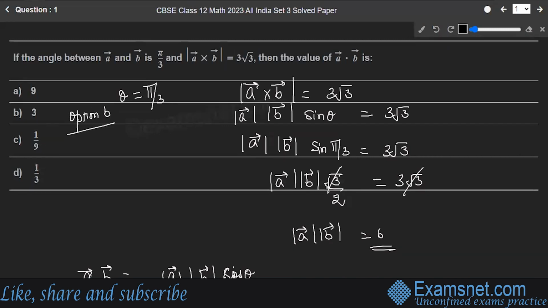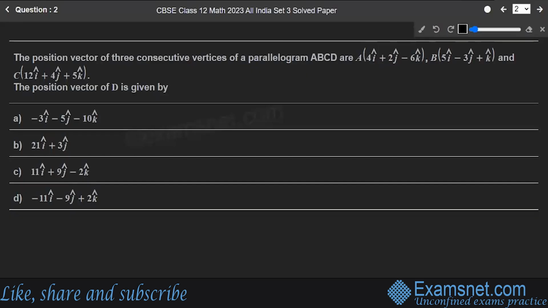Hope you understood that. Let's move to the next question. Number 2: the position vectors of the 3 consecutive vertices of the parallelogram ABCD are these. You have to find out the position vector of the 4th vertex, that's D. Let's plot it. Let's say this is the parallelogram.